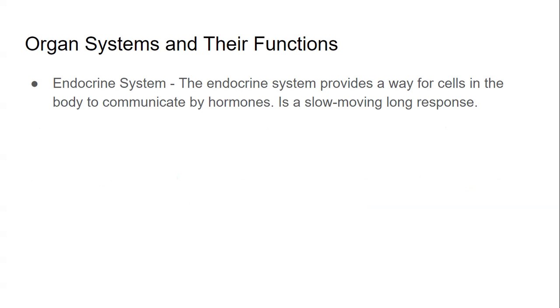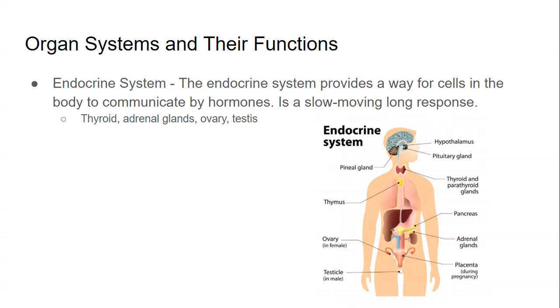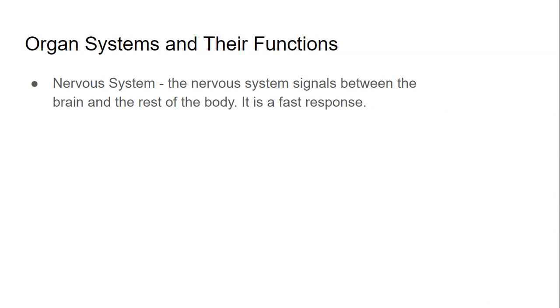So first off, we have the endocrine system. So this system provides a way for cells in the body to communicate by hormones. And it is a slow moving, long response. This is going to be important for you to know about the endocrine system, because this is a main difference between this and the nervous system. So some of the organs that are used in the endocrine system are the thyroid, adrenal glands, ovary, and testes. So anything in your body that can secrete any sort of hormone is going to be a part of the endocrine system, right? So again, endocrine system, it's important to know that it deals with hormones and it's a slow moving and longer response.